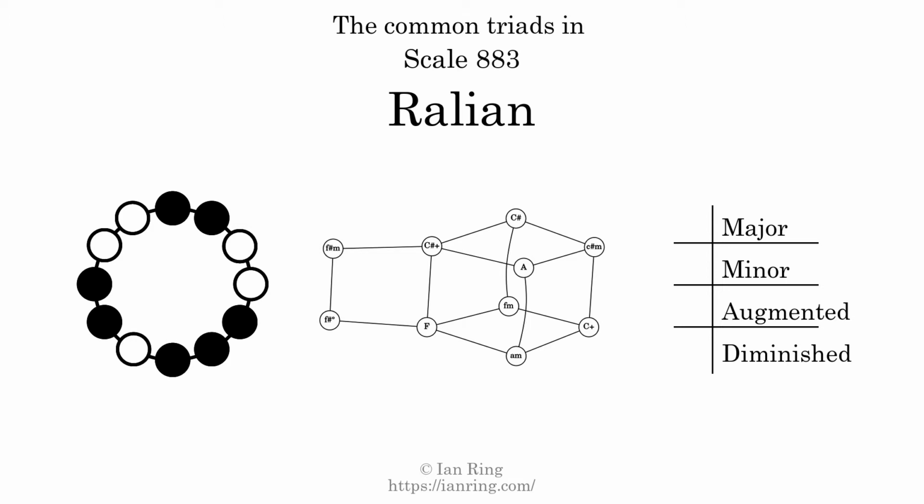The diagram in the center is a graph of parsimonious voice leading between triads. There are 3 major triads. There are 4 minor triads. There are 2 augmented triads. There is 1 diminished triad. Here is a Hamiltonian path of parsimonious voice leading that uses all the triads.